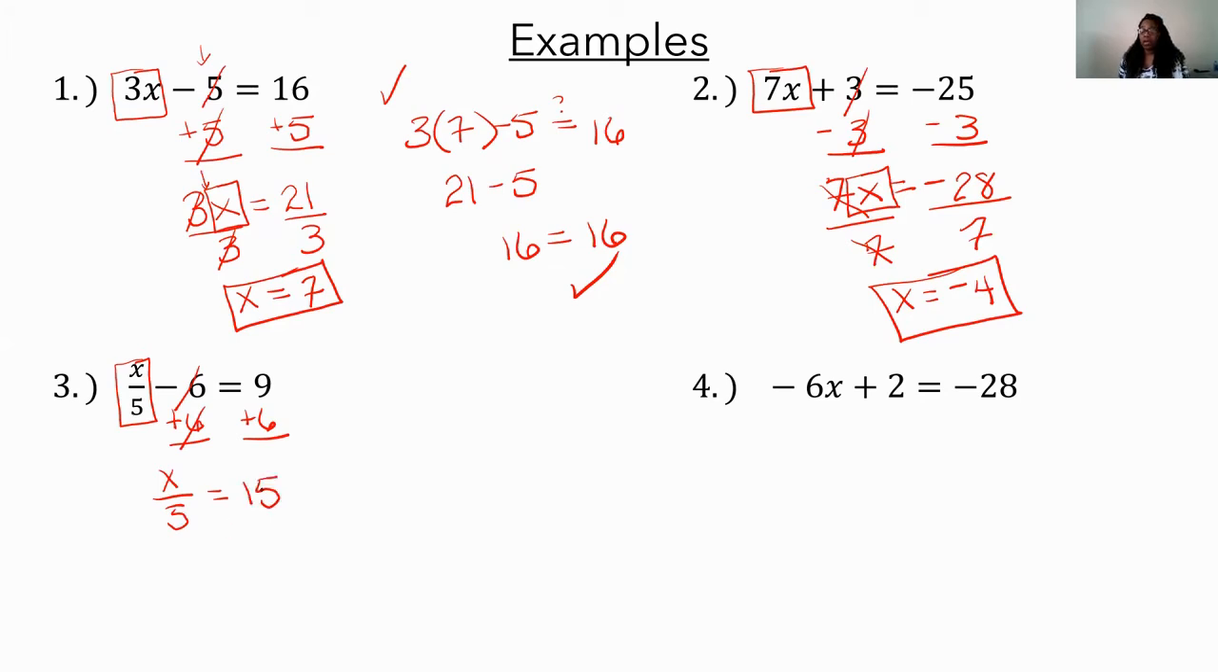So now we got x/5. Remember, when you see it as a fraction, that's division. What's the inverse of division? Multiplication. So we're going to multiply both sides by my denominator, 5. So 5 divided by 5 gives me 1. And then you have your 15 times 5 gives you your 75.